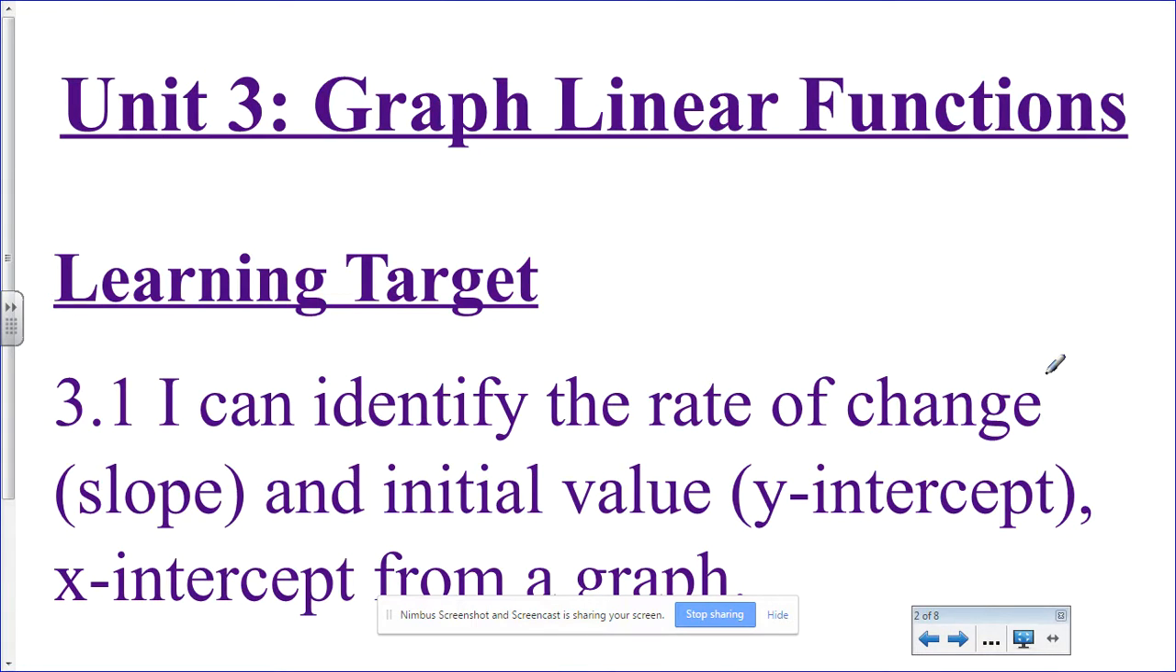Before we actually graph, we're going to go ahead and start by looking at graphs to identify key features. So we're going to focus on slope, y-intercept, and x-intercept. Slope is also called rate of change, and the y-intercept is also called the initial value.